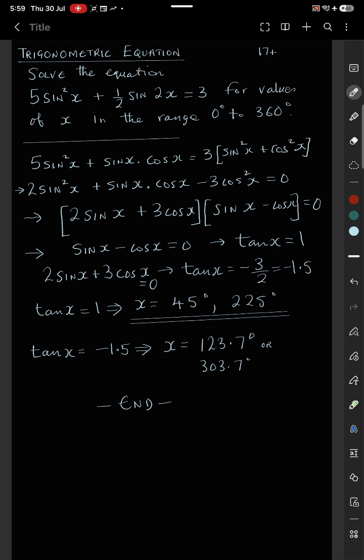And then moving on to the other value, where we have tan x equals minus 1.5. Again, from a calculator, you can find that x is 123.7 degrees to one decimal place. And again, because it has a period of 180 degrees, another value will be 303.7 degrees. And that brings us nicely to the end. Thank you very much for listening.